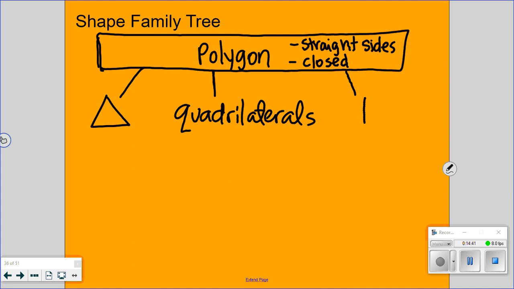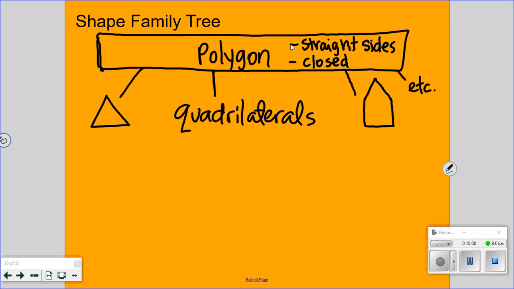You might see a shape that looks like this. Raise your hand to tell me what this shape is called. Emma? A pentagon. Pentagon. Remember that prefix penta means 5. And then we're going to just say etc. There's many shapes that would belong in polygon.